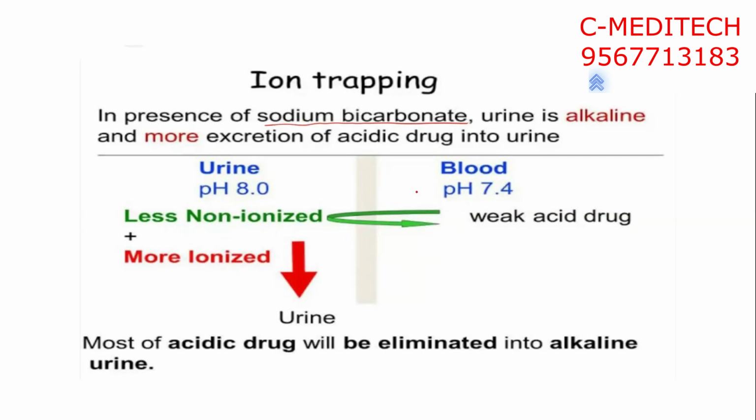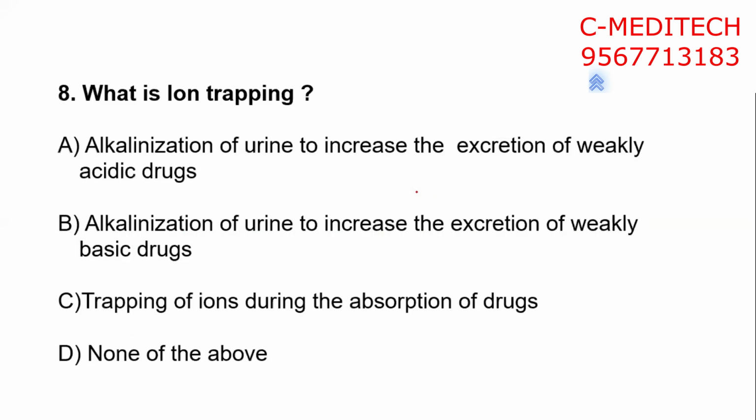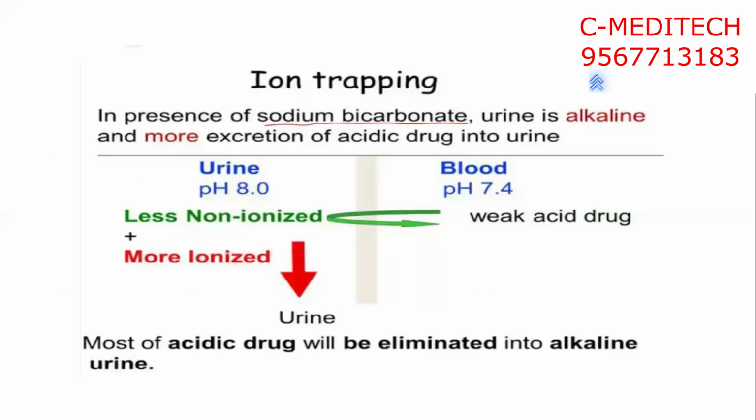So we have got our answer. Now let's get back to our question. What is ion trapping? It is the alkalization of urine to increase the excretion of weakly acidic drugs. So option A is the right answer. Alkalization of urine to increase the excretion of weakly acidic drugs. Okay. So now let's get to the next question.